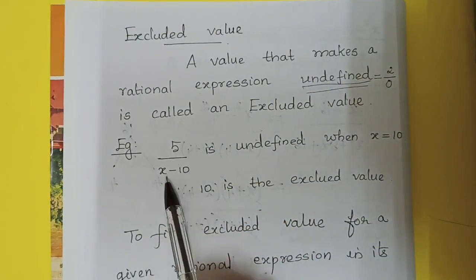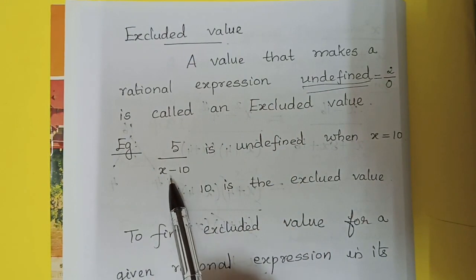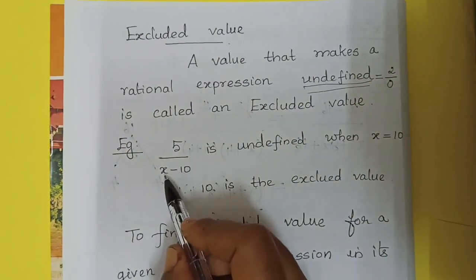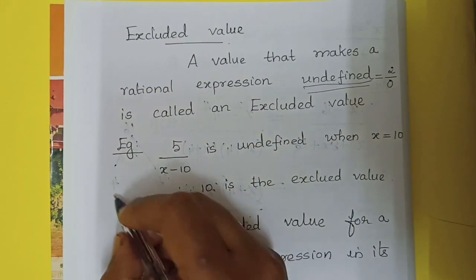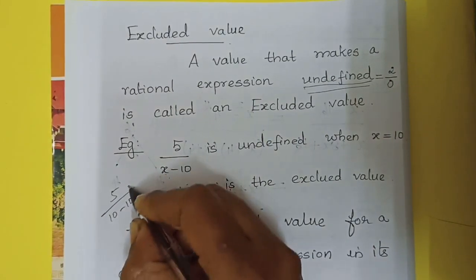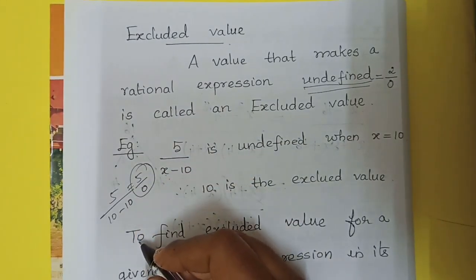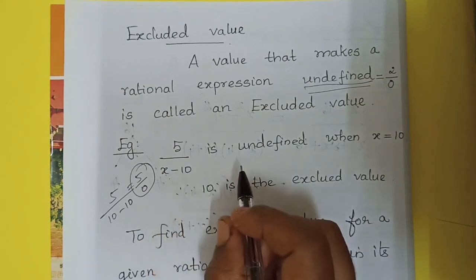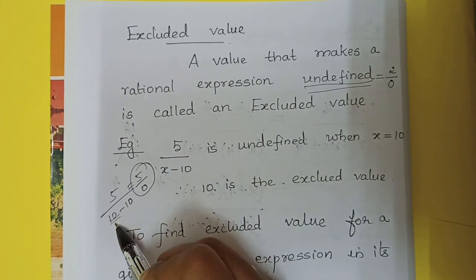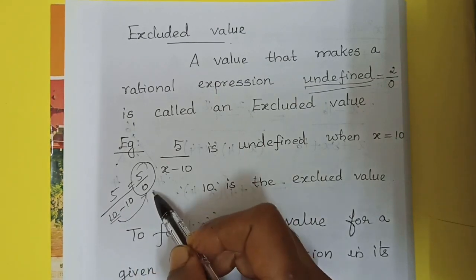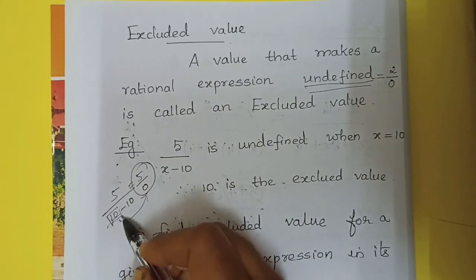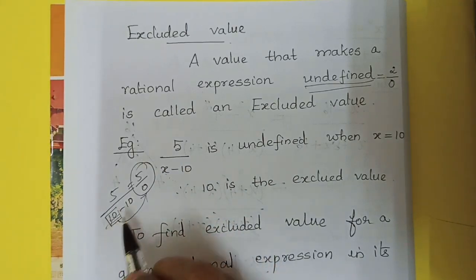The same thing for expression also. See here, 5 by x minus 10. When this becomes undefined, if we put x equal to 10 means 5 by 10 minus 10 equal to 5 by 0. The value becomes undefined. Correct? So which value we should not put here? 10. If you put 10 here, the value becomes undefined. So that value we should not include it. So that is the excluded value.